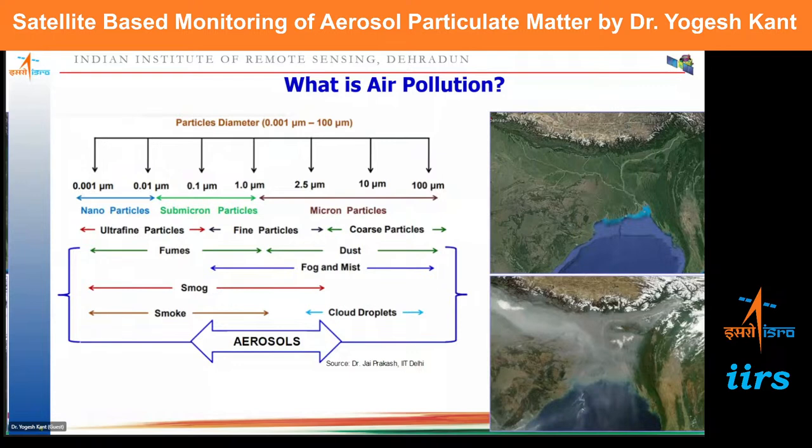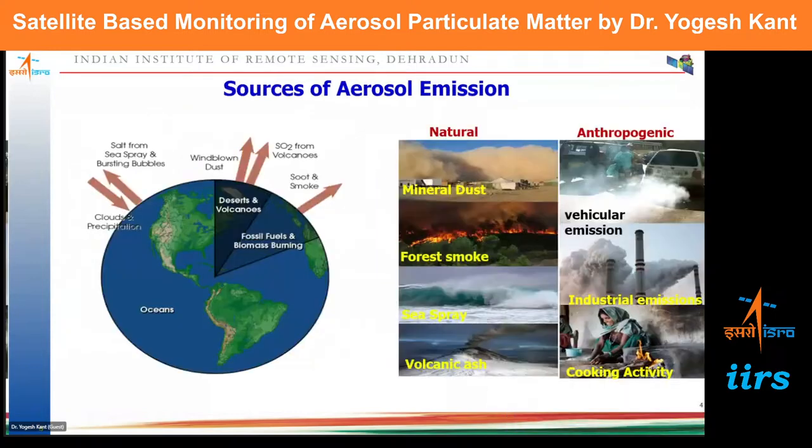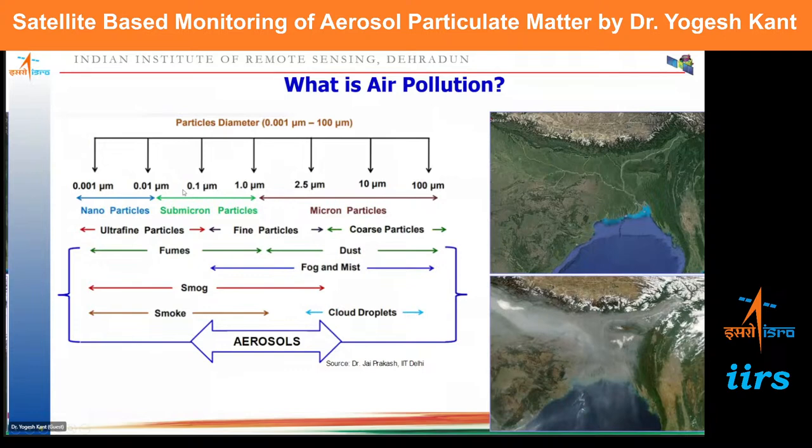In most environmental applications, we come across many terms. One terminology is total suspended particles, commonly known as TSP, and also particulate matter, PM. Depending on the size, we segregate particulate matter as PM1, PM2.5, and PM10. PM10 means all the particles whose diameters are less than 10 microns. PM2.5 means all the aerosol particulate matter whose sizes are less than 2.5 microns. So these are fine particles and these are coarse particles.